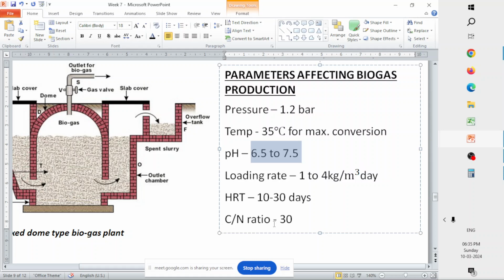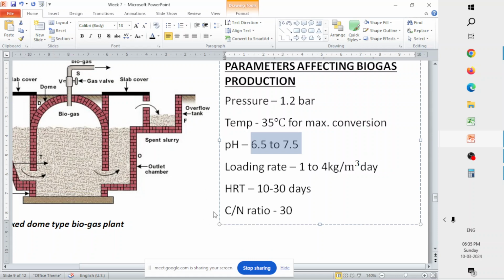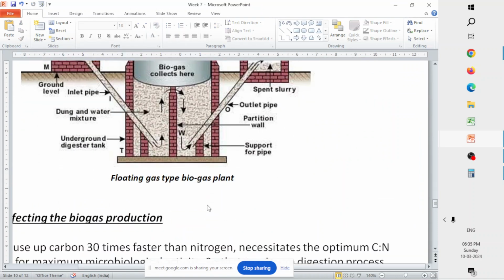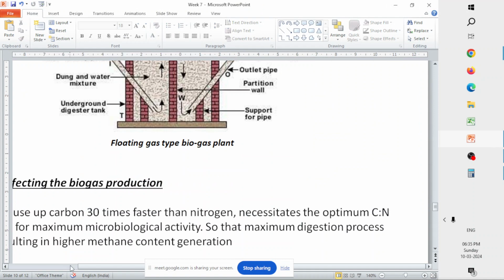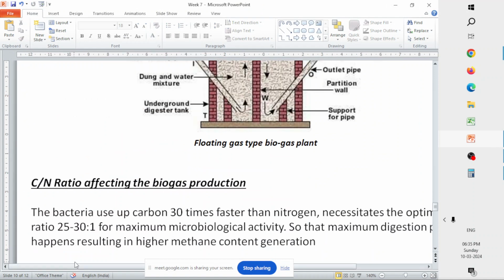And your carbon to nitrogen ratio should be around 30. This is also a very important parameter. So why is this carbon to nitrogen ratio very important? The bacteria use carbon 30 times faster than nitrogen. Here we use two different types of microorganisms, as given in the lecture: one is called mesophilic and the other is called thermophilic.